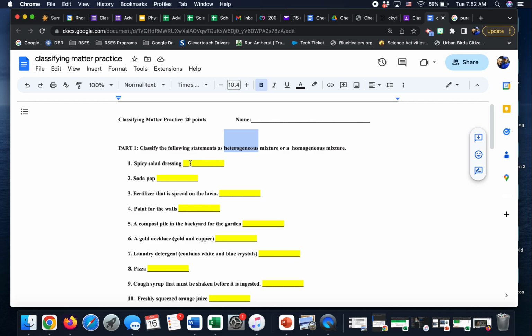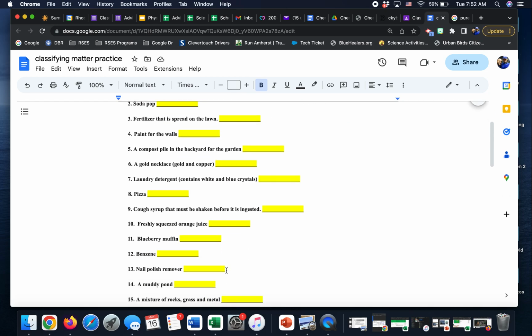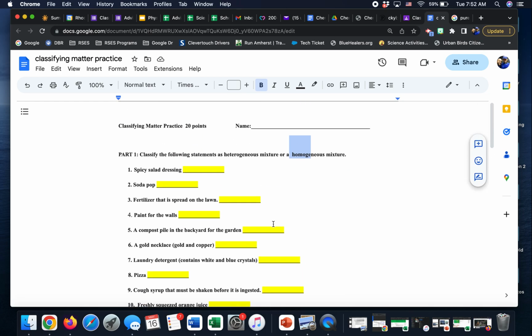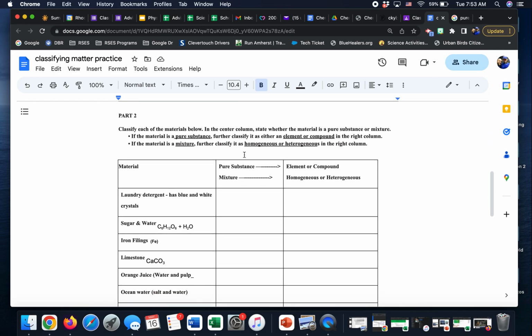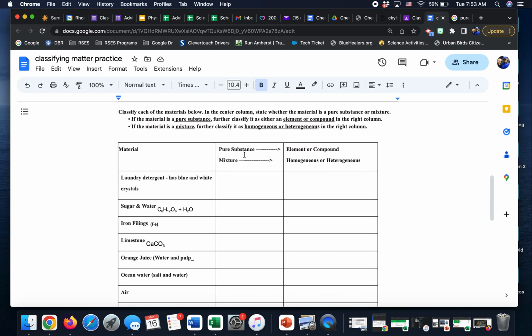So you just type hetero here. Soda pop, when you look at pop, it looks like one liquid. It doesn't look like different colors, different things floating around. Since it looks like one that's the same, that would be homogeneous. Keep going 1 through 15, figuring out if it looks like just one thing, then it's homogeneous. If you can tell there's more than one thing there, it's heterogeneous. When we get down to this chart, pay close attention.